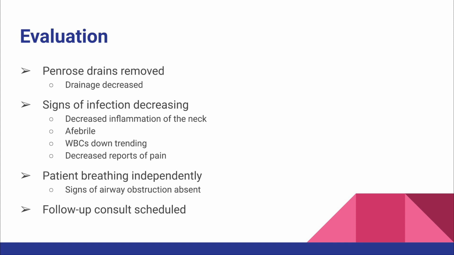The patient was also able to be weaned from the ventilator, and the artificial airway was removed, and the signs of airway obstruction were absent after they were breathing independently. So they didn't have any trouble swallowing, they didn't have any trouble breathing. And so these are all good signs. They were also able to schedule a follow-up consult with an orthodontist to get the dental treatment they needed, and they were able to find a family member that was able to take them in for the time being. So overall, this patient had a good outcome, and everything is looking good for them at this point in time.